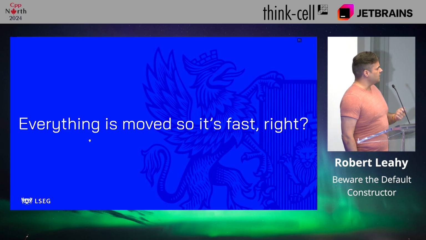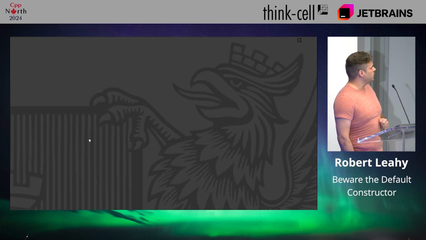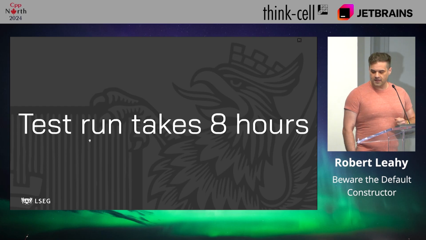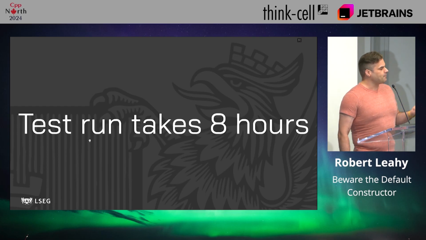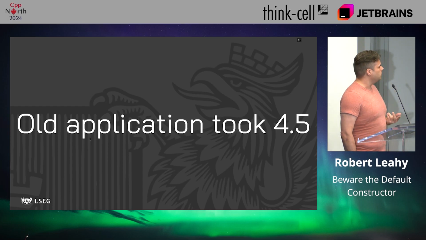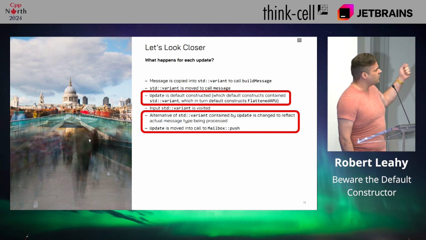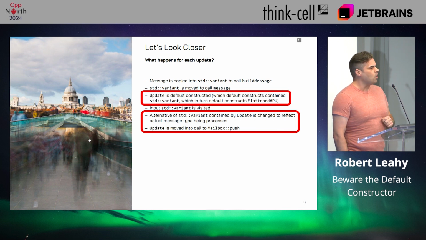But then we actually look at that variant. We ask the compiler to print out its size, and we realize it's over 2 kilobytes. A test run of this application takes 8 hours, but the application it was trying to replace only takes 4.5. So we need to go back to that list of operations and see if we can maybe eliminate some of them. Let's eliminate the ones that are downstream of that call to message.